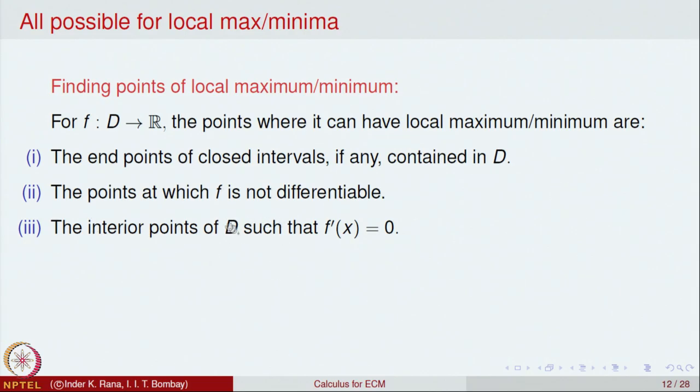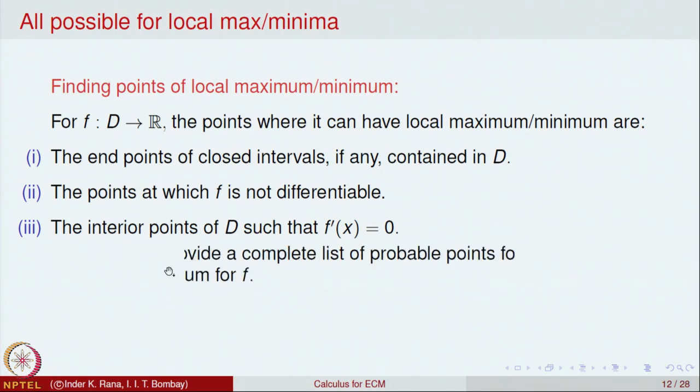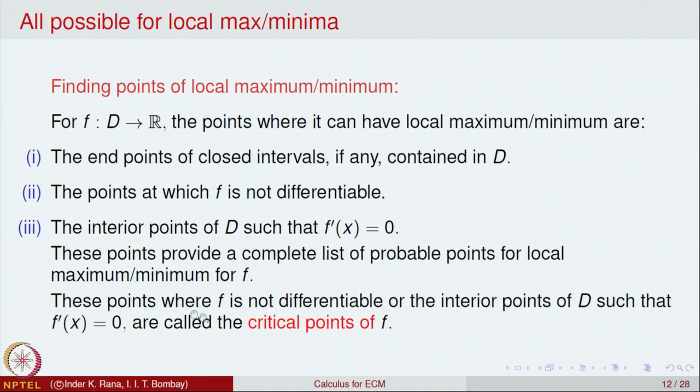So, these points: one is the endpoints of intervals, if there are any in the domain D. Second is the points where the function is not differentiable, endpoints or interior does not matter. And the third is the interior points where the function is differentiable and the derivative is equal to 0. So, these points are normally called critical points for the function. This gives a complete list of possible points for a local maxima or minima of the function f.